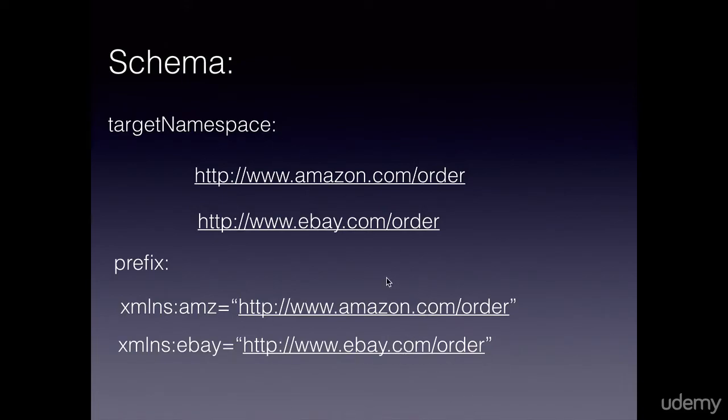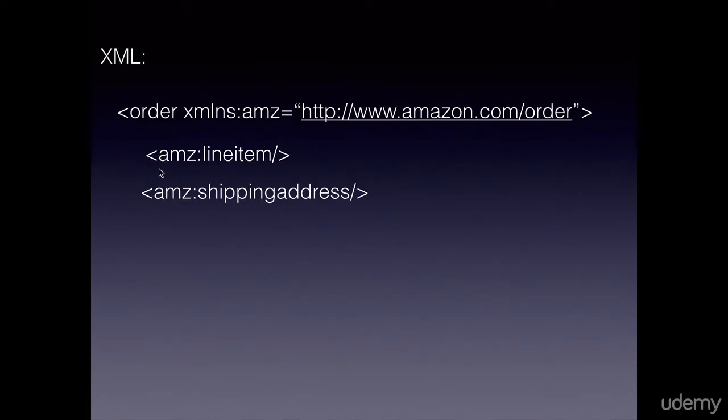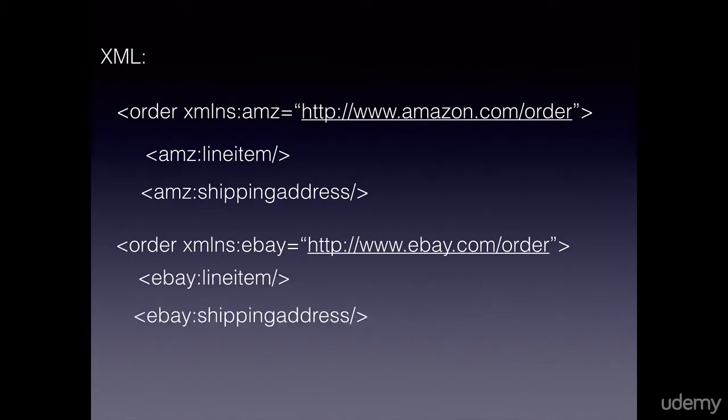Once we define the target namespace and qualify all the elements that we create with these prefixes, when we create the XML document, that XML document also should use the exact namespace. For example, the order for Amazon, the root element for order will have an XMLNS colon, a prefix defined for the namespace, and all the elements in that order will be qualified with that prefix. Similarly, the order for eBay will use an XMLNS colon eBay, and then all the elements inside again will be qualified with eBay's namespace.